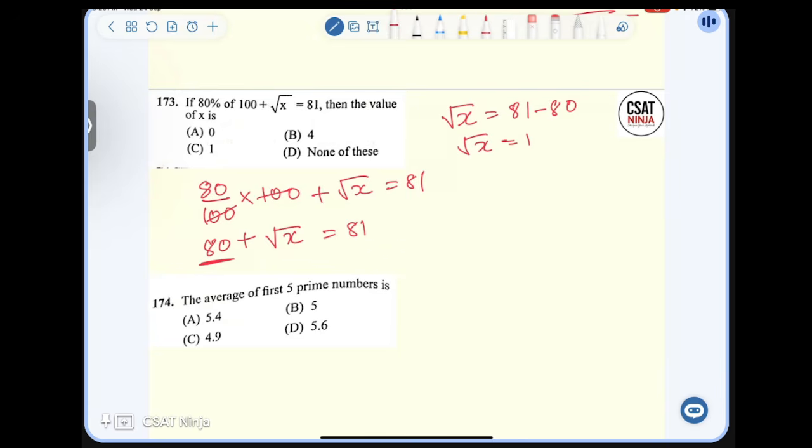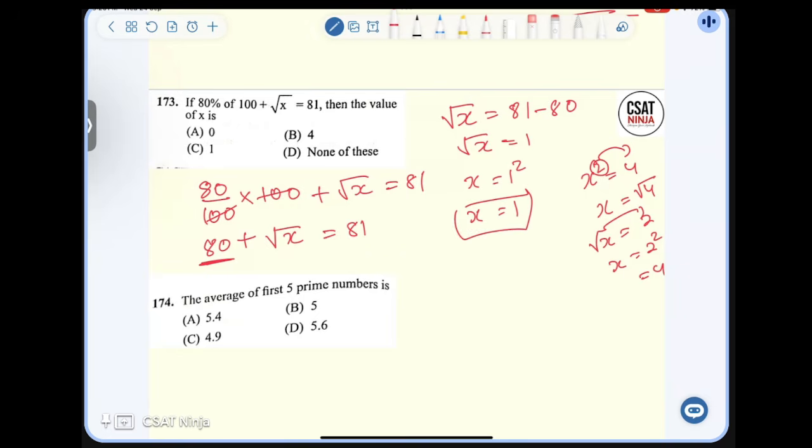So root over x is nothing but 1. Just one concept here. If you have square, then if you transfer the square to the other side, it will always become square root. Same thing here. If you transfer a square root to the other side, that means this square root will become square. So that's what I'll do. It will be 1 square, which is 1 itself. So the answer here is 1. Okay.